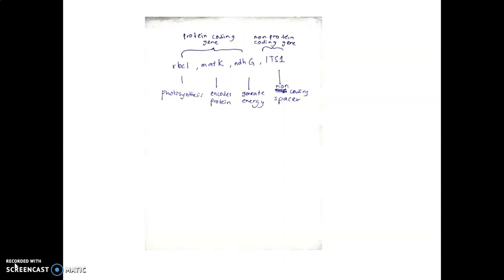Okay, there are two commonly used genes and two rare genes. RBCL and MATK are commonly used genes, while NDHG and ITS1 are the two rare genes. So the function of each gene is for RBCL to code for the first major step of carbon fixation, while MATK is to encode protein in an organelle.